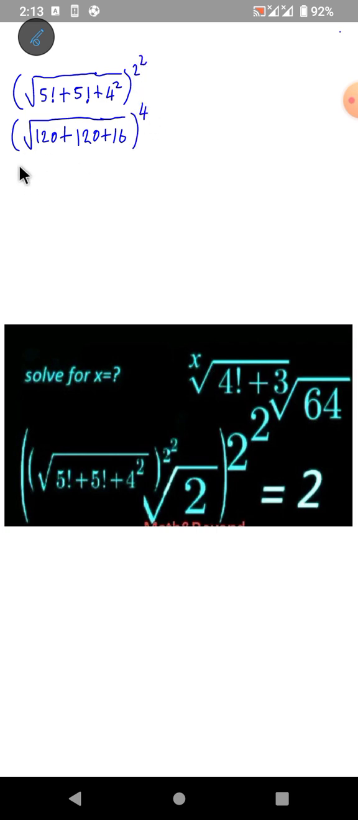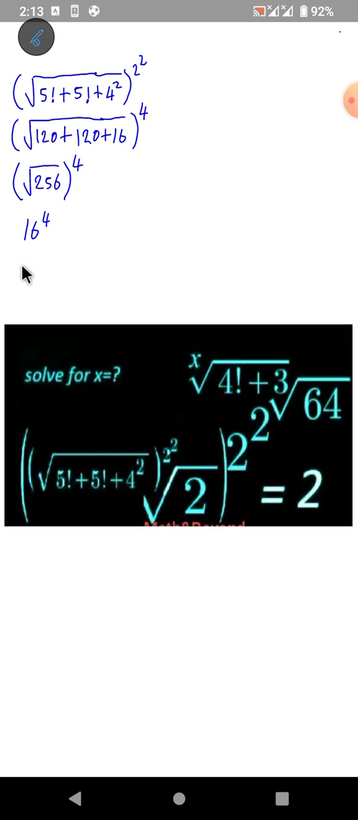Then we'll continue again. Open our bracket. The square root of 120 plus 120 plus 16 will give me 256. So here will be 256. Close my bracket. Raised to the power of 4. Now the square root of 256 is 16. So write 16 raised to the power of 4.